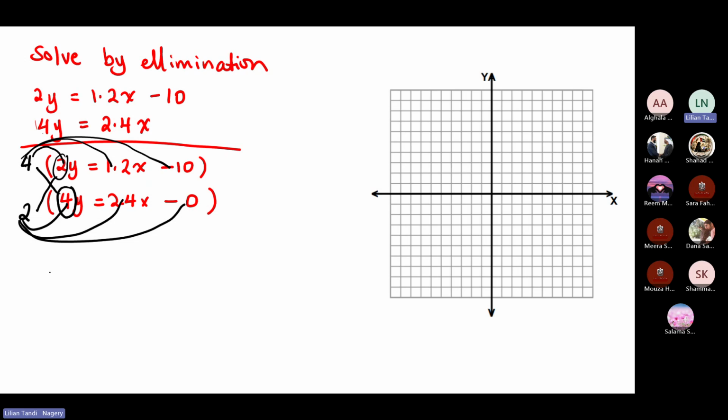This is 4 times 2, that becomes 8y. This is 4 times 1.2, that becomes 4.8x. This is 4 times negative 10, that becomes negative 40. This becomes 8y because 2 times 4y. This becomes 4.8x. And this becomes it.